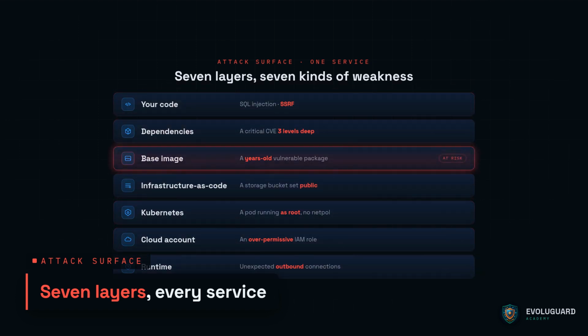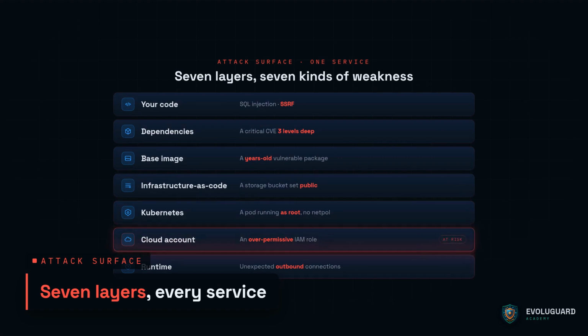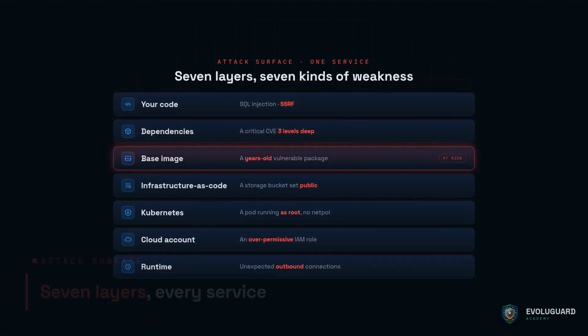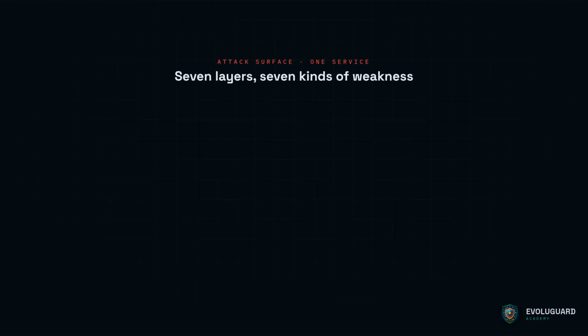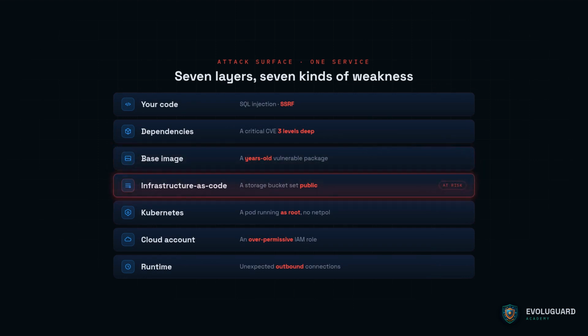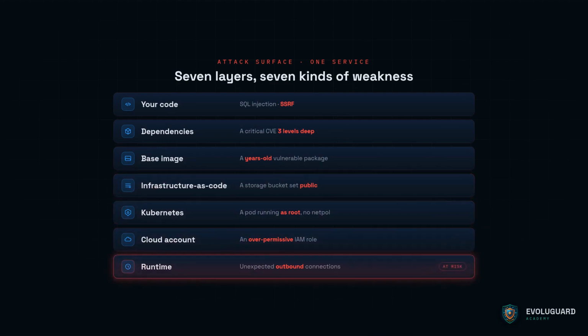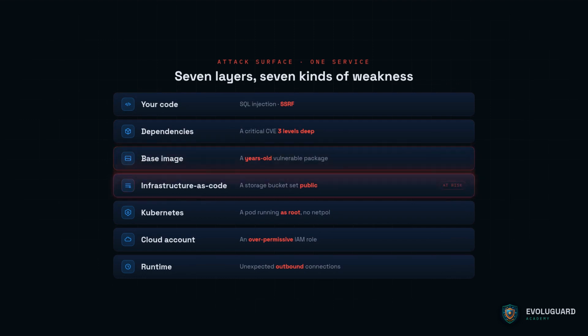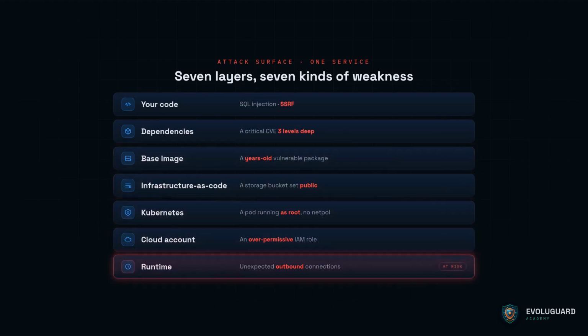7 layers. Multiply by a dozen services times 2 clouds. That's your attack surface. Let's make each layer real. In your code, a SQL injection in the Java service, an SSRF in the Python one. In dependencies, a critical CVE in a logging library you've never heard of, pulled in 3 levels deep. In the base image, a years-old vulnerable system package nobody updated.